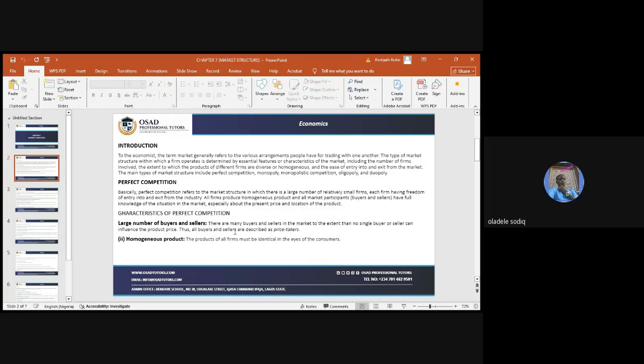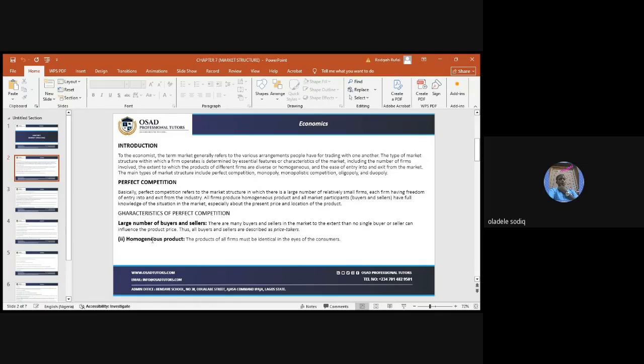That is, all buyers and sellers are described as price takers. So in a perfect competition market, one of the characteristics is what? There is a large number of buyers and sellers. That is, no one person can influence the price. Everybody is aware, so nothing is hidden. That is one of the characteristics.